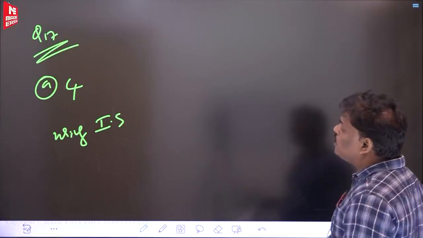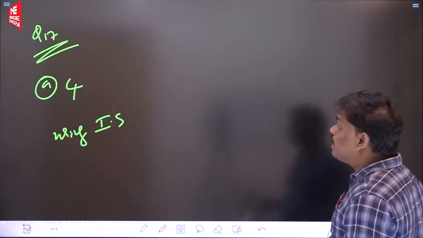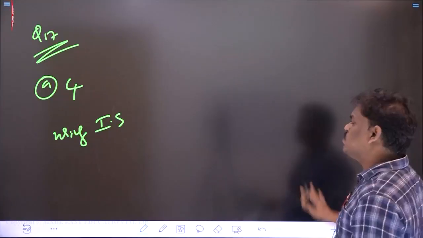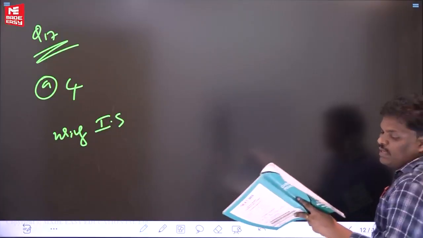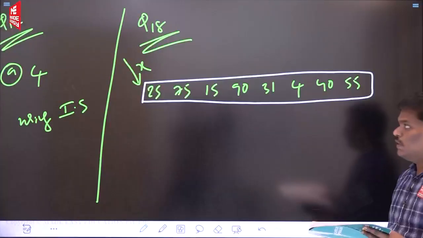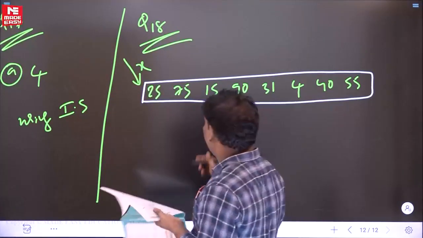And one more thing, having the freedom means you can select whatever you want. But I want the sorting algorithm which will take minimum comparisons. I think insertion sort. Question number 17, the answer is going to be A. 4 is the answer using insertion sort. Right. Let's see question number 18.